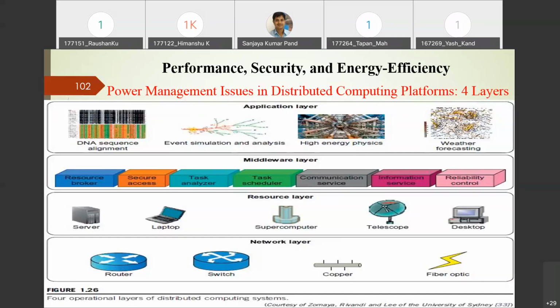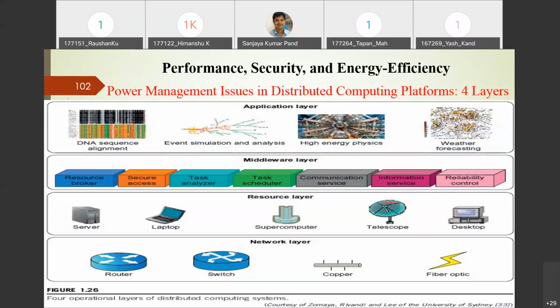On top of the resource layer, you have a middleware layer, and the middleware layer is going to provide you an abstraction. So the middleware layer is more responsible in comparison to other layers. And on top of the middleware layer, you have a software layer where the user initiates his request, which we call the application layer. It may be a DNA related application, an earthquake application, a biology application, a physics application, a weather forecasting application, a medical application, any kind of application you can have, because we require a massive amount of computational power.